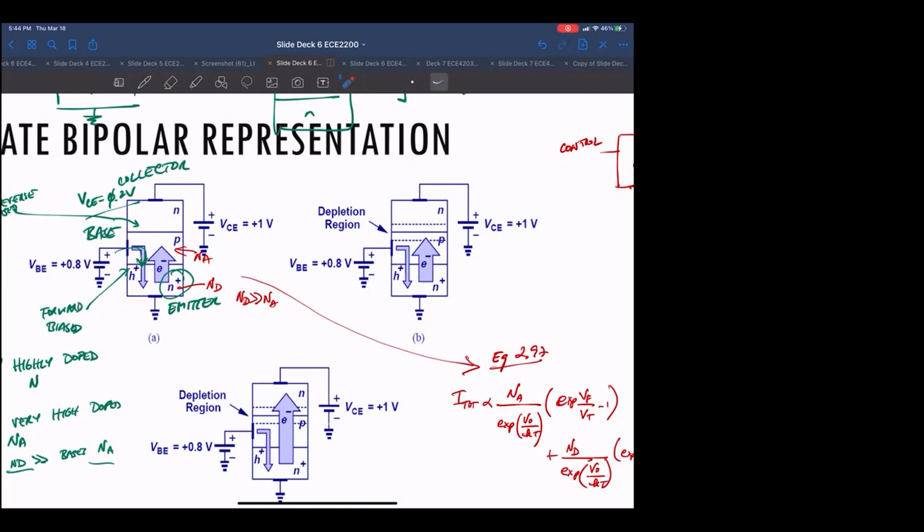The second thing the people who make this bipolar transistor have done to make a good bipolar transistor is they have made the base region very, very short.